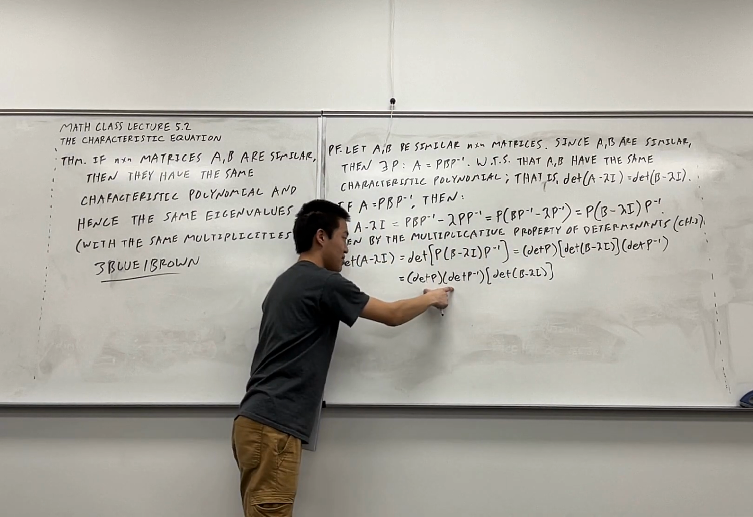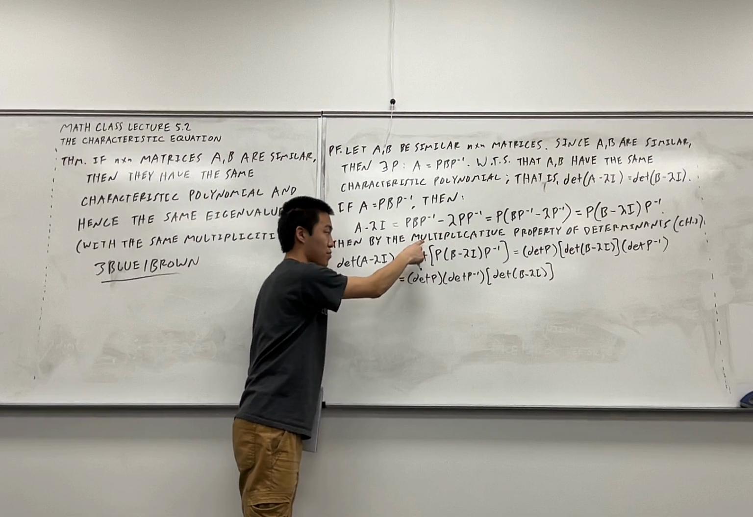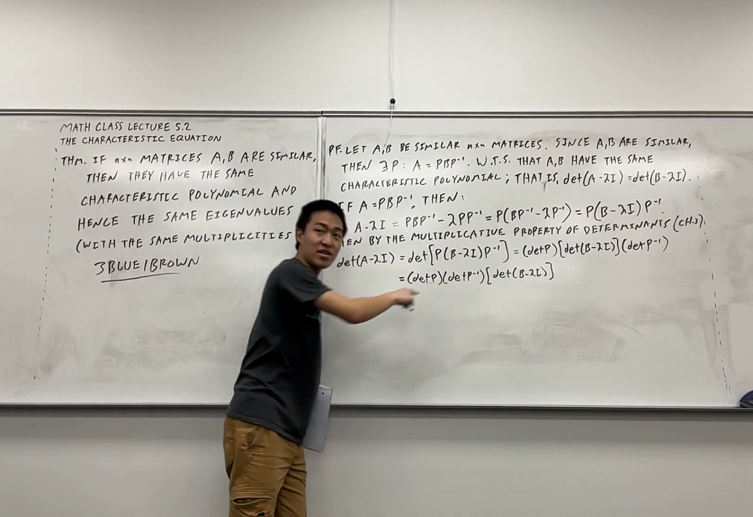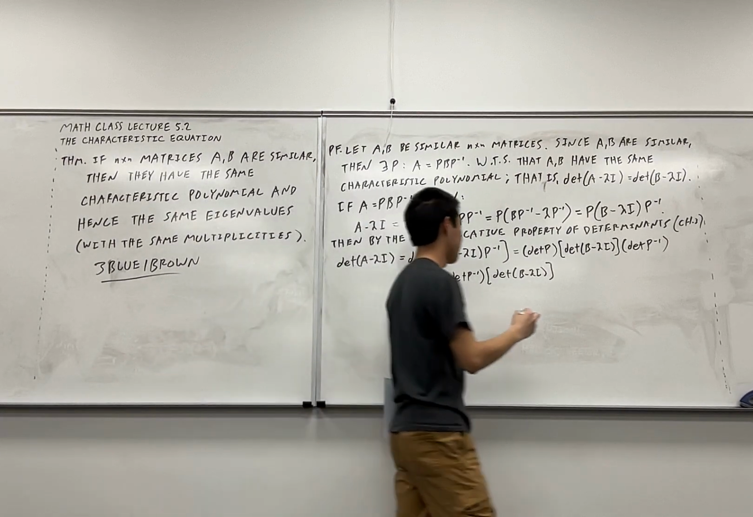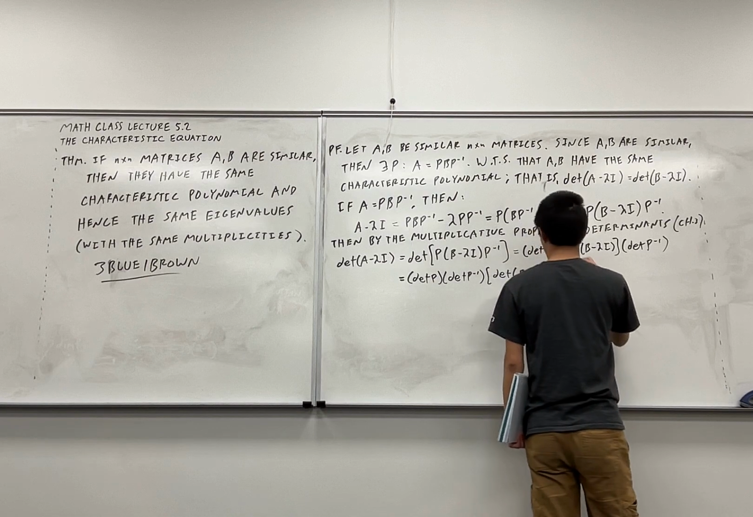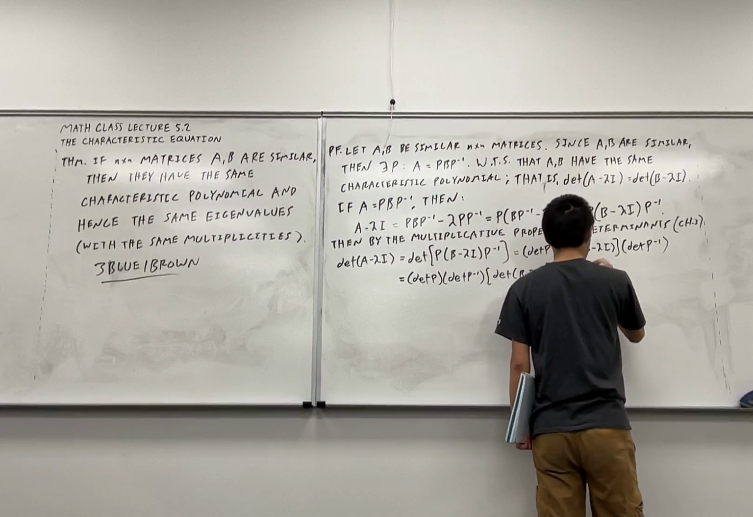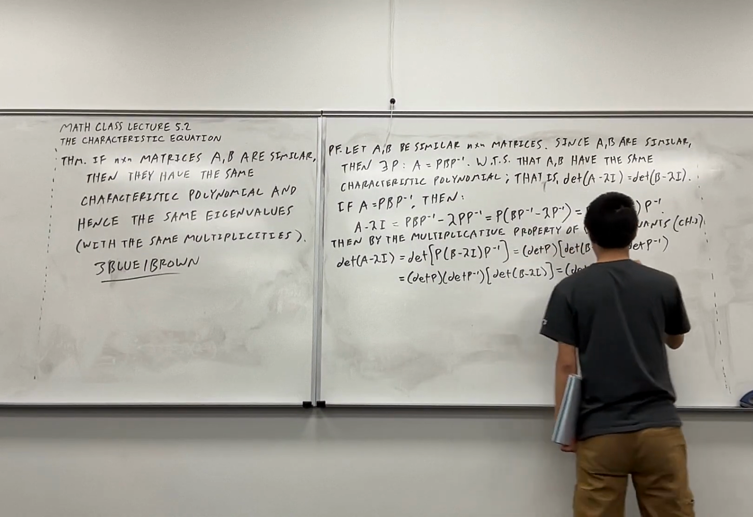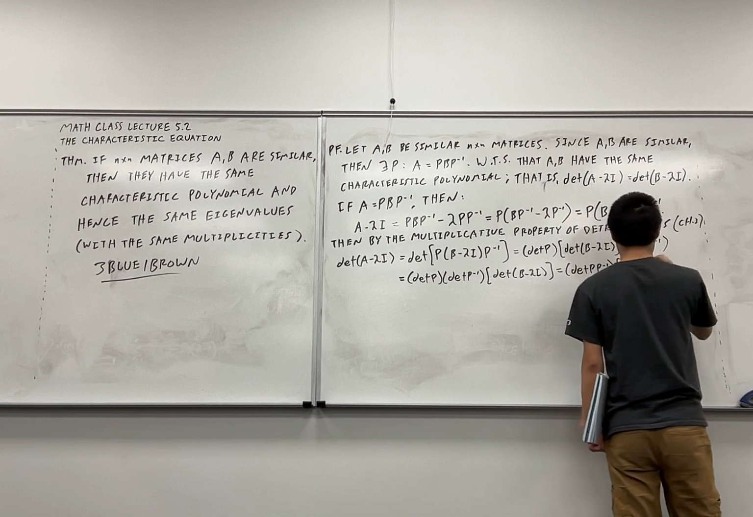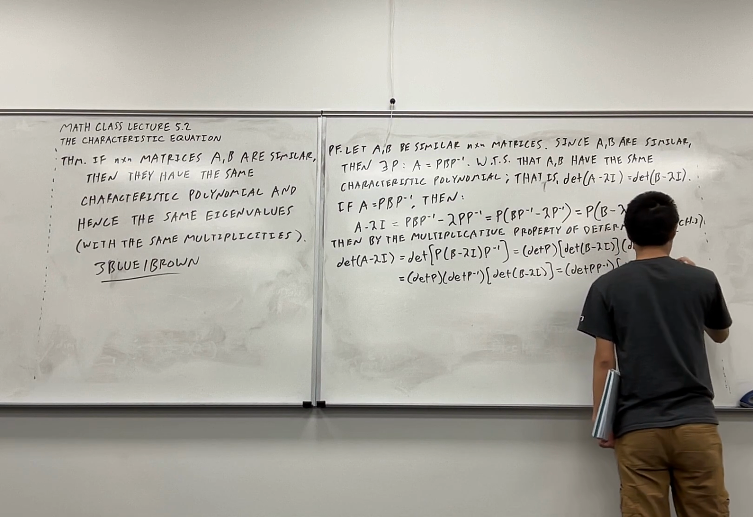The reason I care about this is because I'm going to use this multiplicative property in reverse now to get P and P inverse back together, okay? So I could have the determinant of P and P inverse now multiplied back together again. Determinant of B minus lambda I.